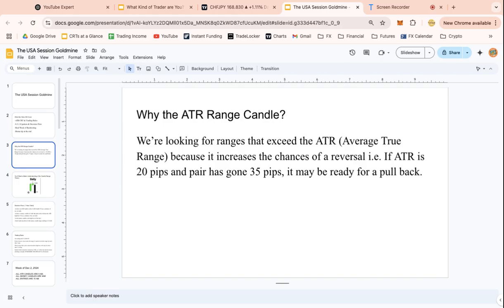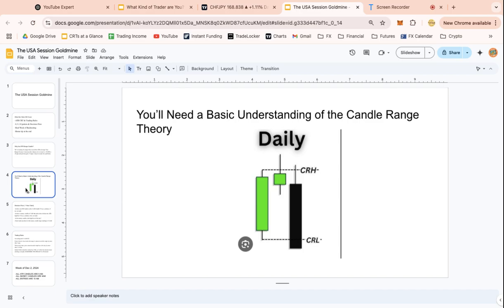We're looking for a candle that has exceeded its average true range. So just for example, let's say we have an average true range of 20 pips, where a pair will move 20 pips in an hour. But an anomaly is where a pair may move 35 pips in that same hour. Because it's exceeded its average true range, it may be ready for a pullback, and that's what we use in order to identify high probability range for reversals or pullbacks at a minimum.